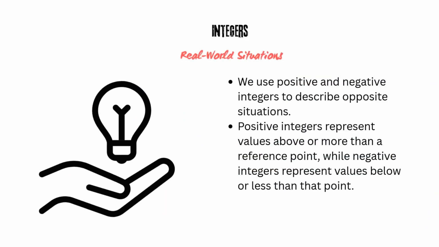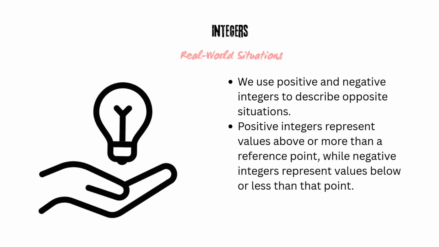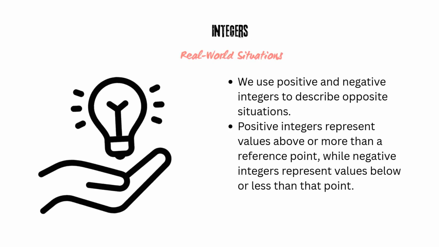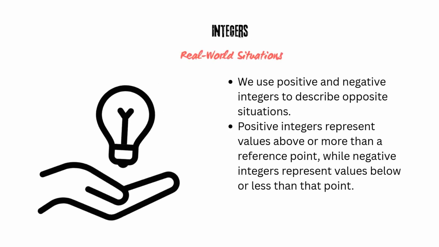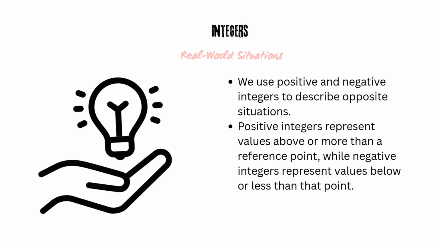Now let us explore how we use positive and negative integers to describe opposite situations. Positive integers represent values above or more than a reference point. That reference point is always zero, that is, the origin. So negative integers represent values below or less than the origin.